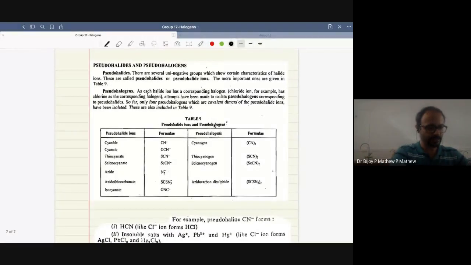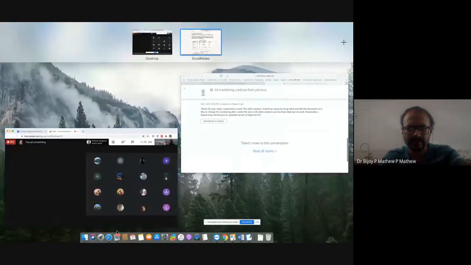So in group 17, we left a little portion, and that was related to pseudo halogens. The topic is comparison of halogens and pseudo halogens.